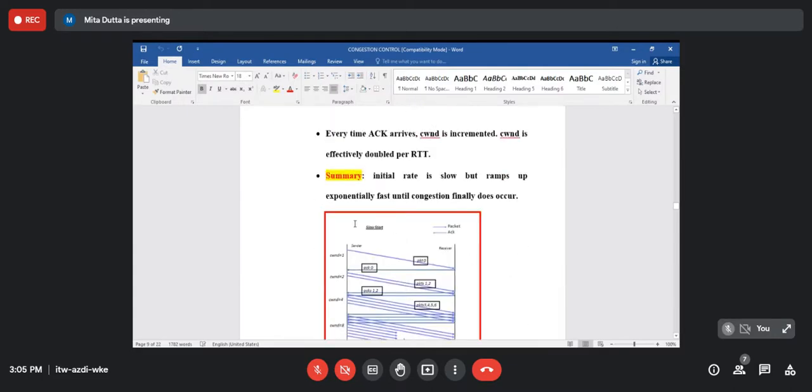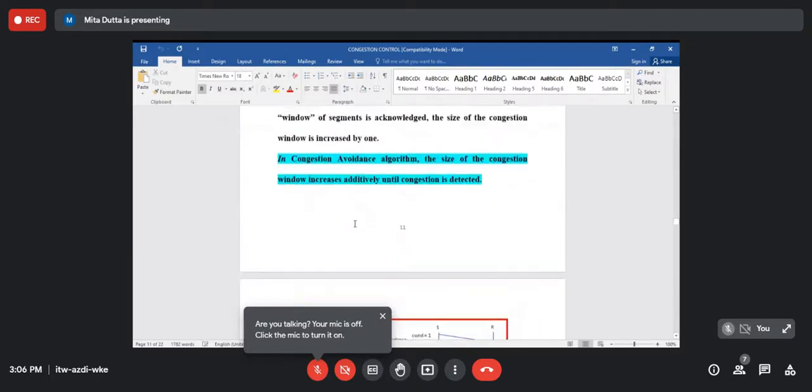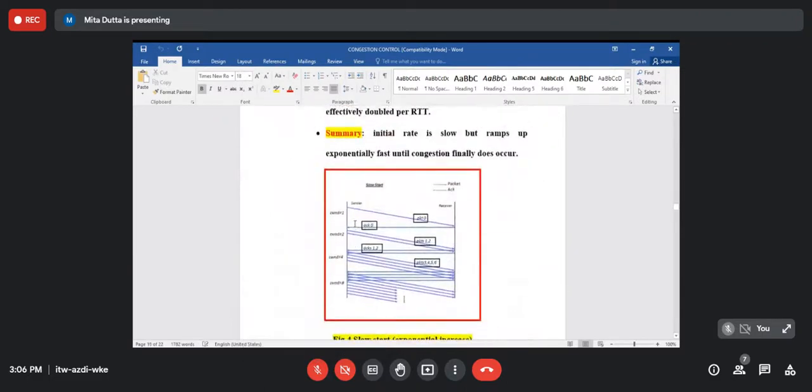Now in slow start, the congestion window will start from 1. At the sending end, CWND is equal to 1, and then we receive an acknowledgement. Then we increase the congestion window, and we receive another acknowledgement. Here the increase in the slow start mechanism is exponential in nature.